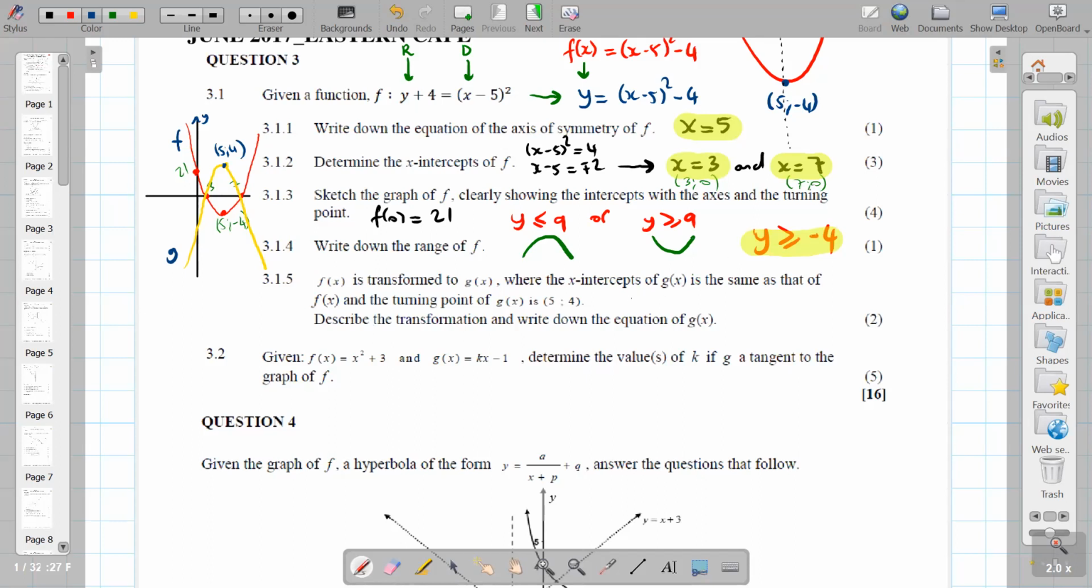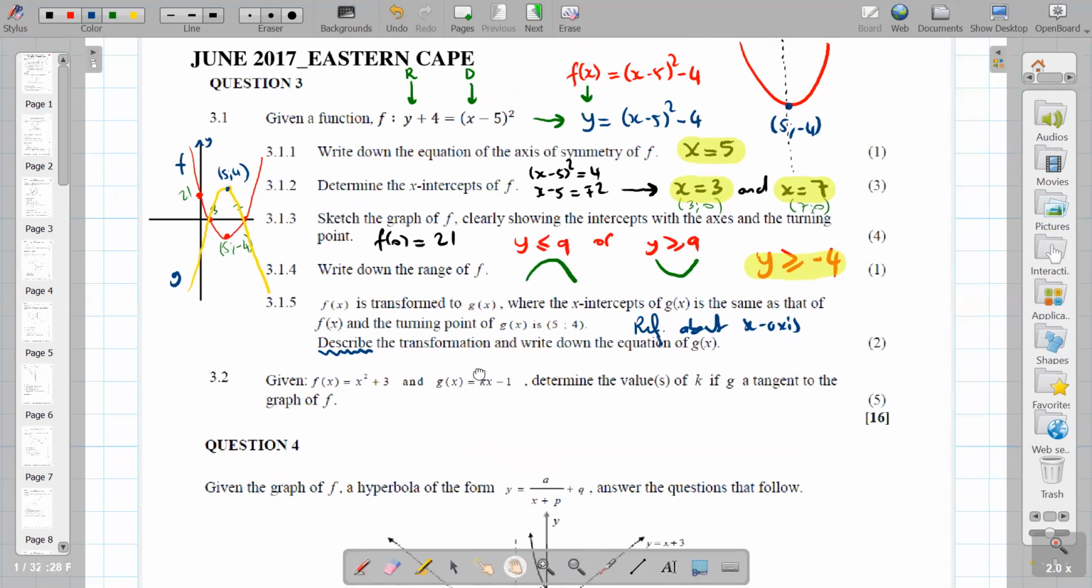And so what? It is reflected about, you can see, it's reflected about the x-axis. Does it say describe? Yeah, it says describe, so that will be fine. You can say it's a reflection about the x-axis. Okay, and then 3.2 looks like a separate question.